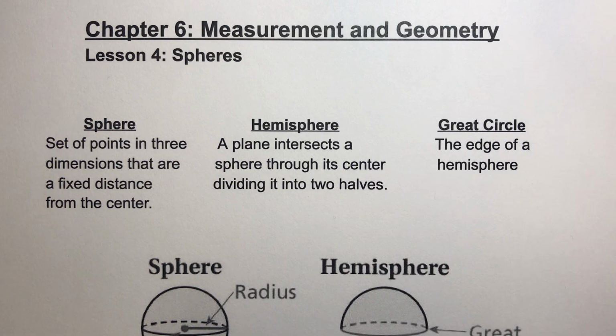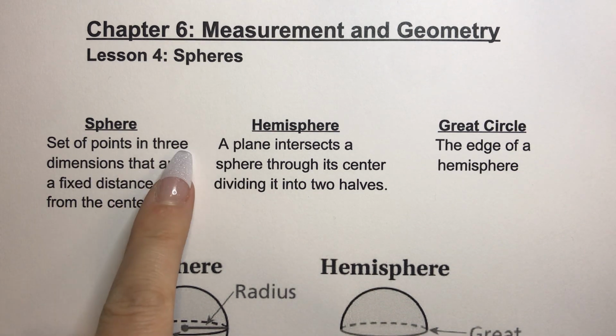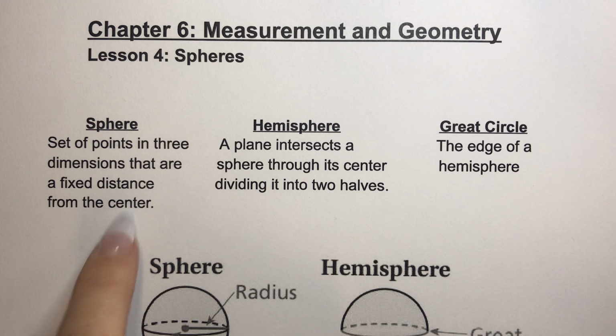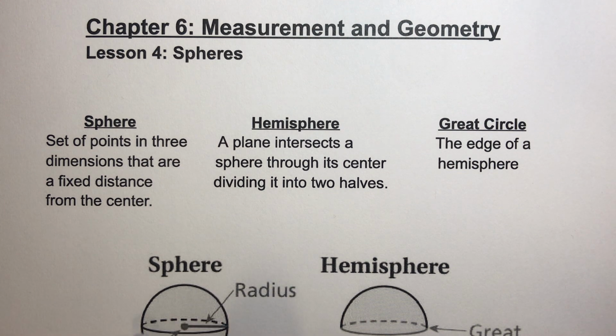Welcome back for Chapter 6, Measurement and Geometry, Lesson 4 on spheres. So a sphere is a set of points in three dimensions that are a fixed distance from the center. So this is a sphere. This is the center, and all of the points around in three dimensions are an equal distance away from this point, and that's what forms a sphere.